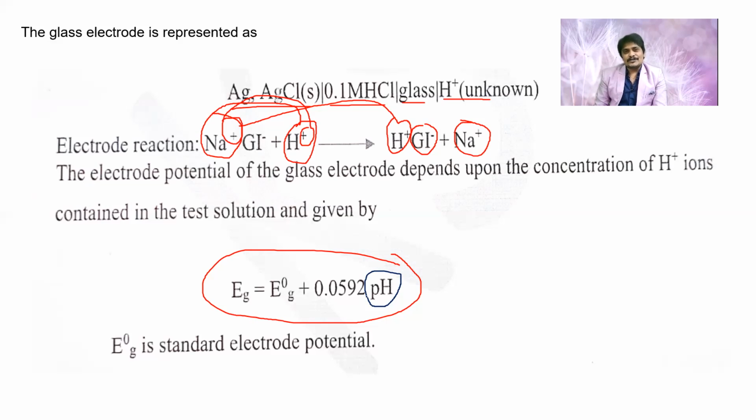So I hope you understood this particular glass electrode, ion selective electrode, and specific ion electrode. Based upon this, in the subsequent classes, I'm going to explain about determination of pH using glass electrode. I hope you understood, students. So thanks.